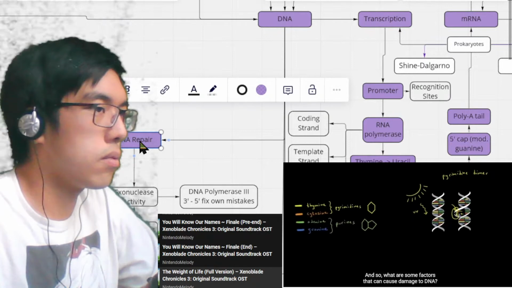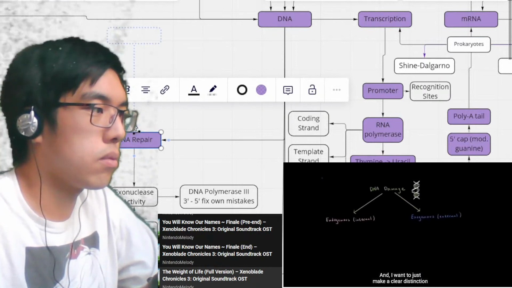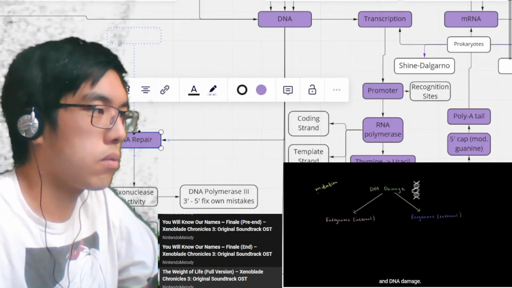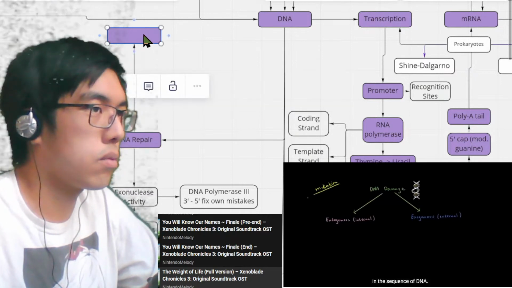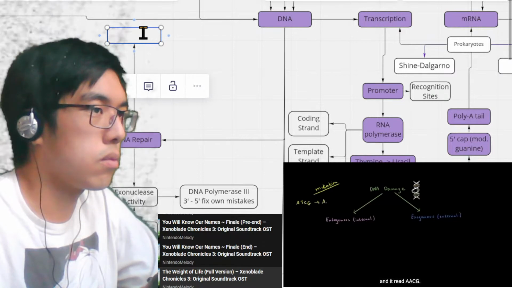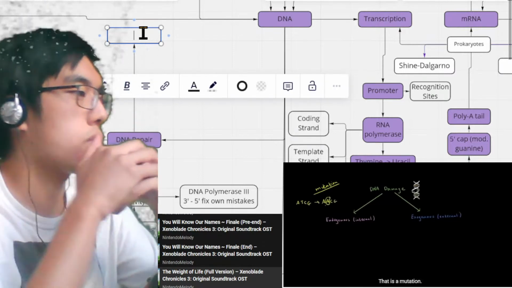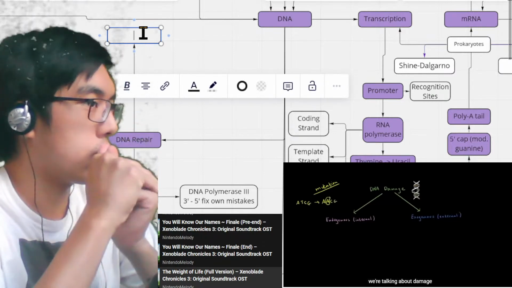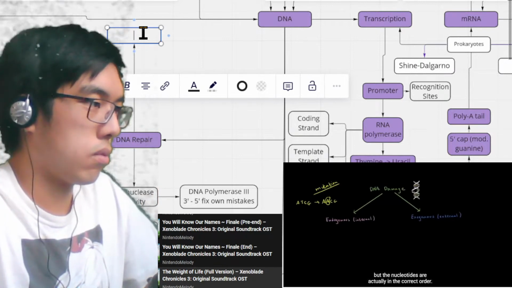And so what are some factors that can cause damage to DNA? And I want to make a clear distinction between a mutation and DNA damage. So it's not the same thing. A mutation is when you have a change in the sequence of DNA. So for example, if we had a piece of DNA that read A, T, C, G, and then something happened and it read A, C, G. So this A is in the wrong place. That is a mutation. But when we talk about DNA damage, we're talking about damage to the structure of DNA, but the nucleotides are actually in the correct order.